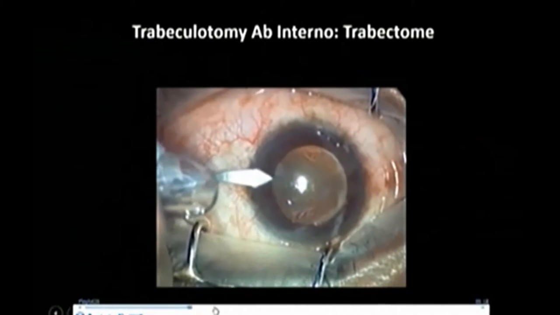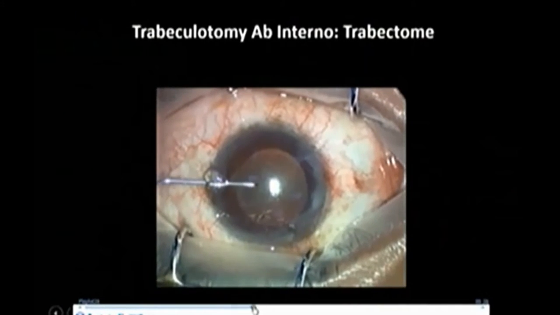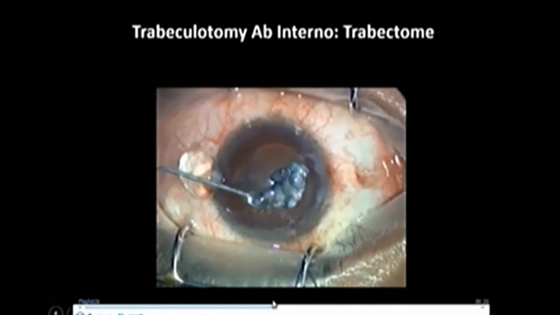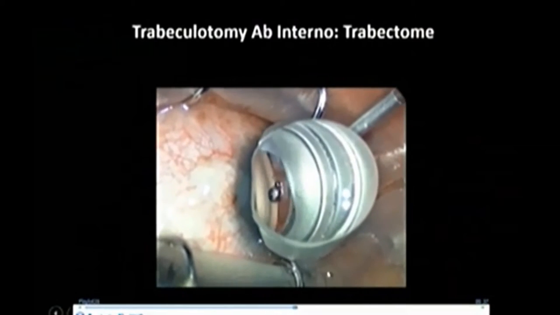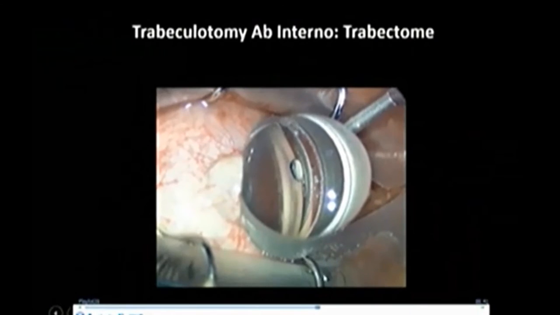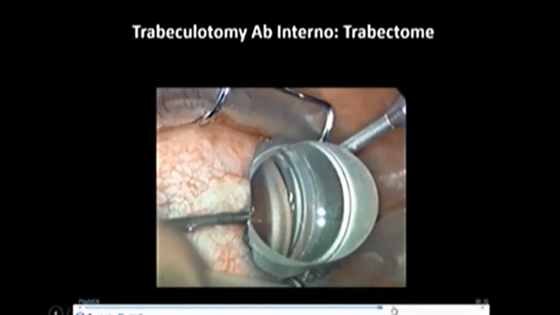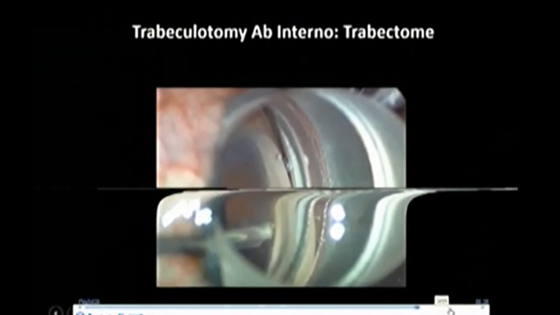You just need an opening in the anterior chamber, do your paracentesis, and inject viscoelastic. But the issue is that you need to tilt the patient's head, then tilt the microscope to have good visualization of the angle. After that, you can visualize the angle very well. Then you introduce your Trabectome probe, and you ablate the angle.